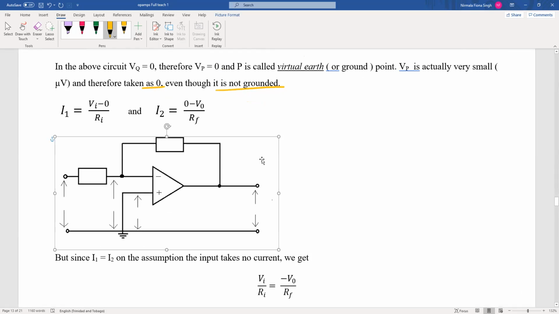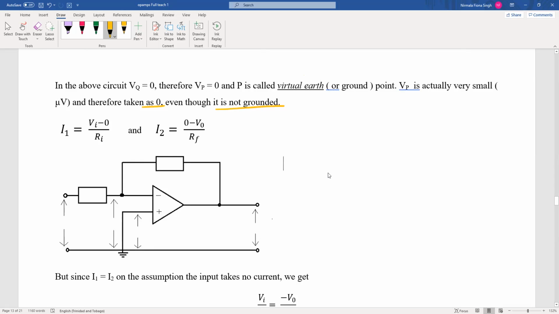So let's zoom back in here and see what we have. Why am I using this yellow? I can't see that yellow.